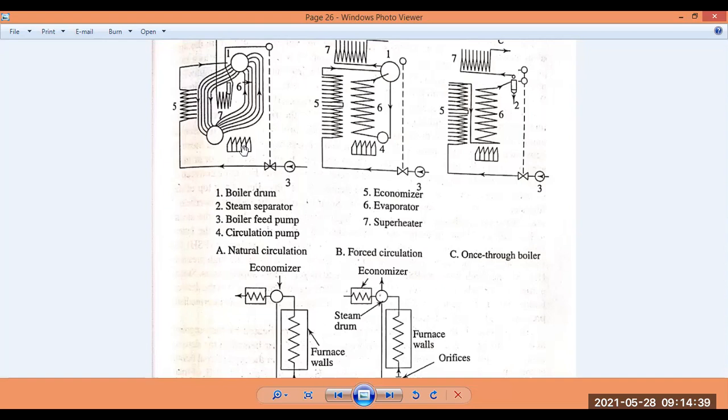Natural circulation is generally allowed for pressures up to 180 bar, with separation of the steam from the water taking place in the boiler drum. At this pressure, up to around 180, the water is separated in the boiler drum itself. Now, boilers with forced circulation.